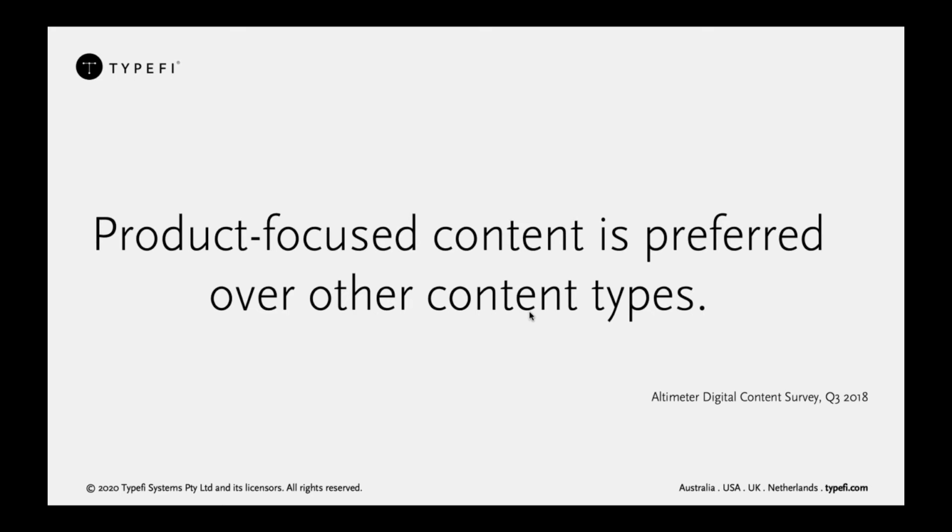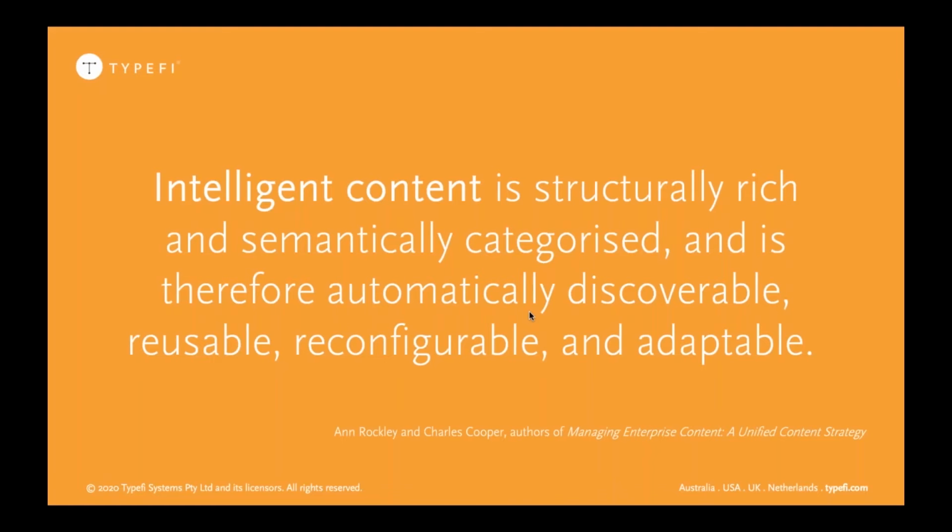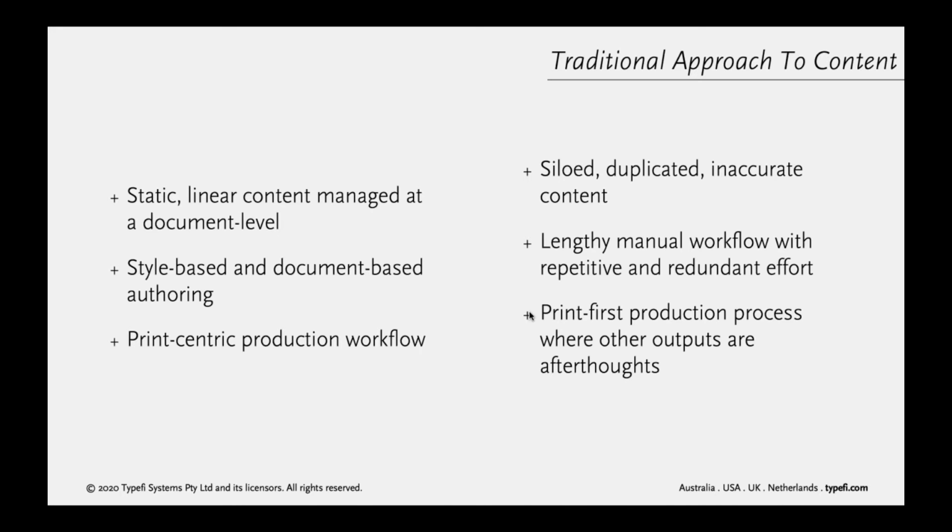So as we have more people connected, more devices, more content formats, and more content types, modern content needs to be intelligent content. Intelligent content is structurally rich and semantically categorized and is therefore automatically discoverable, reusable, reconfigurable, and adaptable. You see, there's plenty of able.